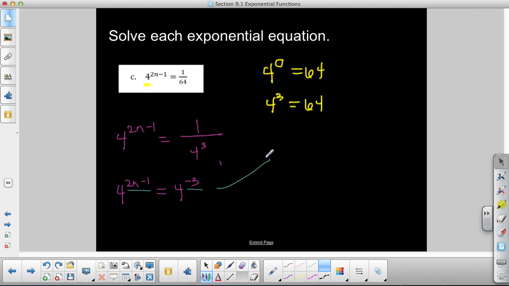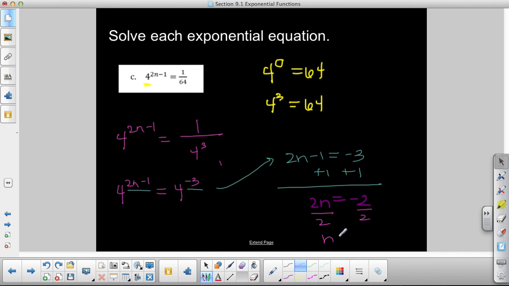So take that over here. So I would have 2n minus 1 is equal to negative 3. I would add 1 to both sides. And what I have is 2n is equal to negative 2. If I divide by 2 on both sides, I have that n is equal to negative 1. And there is my solution.